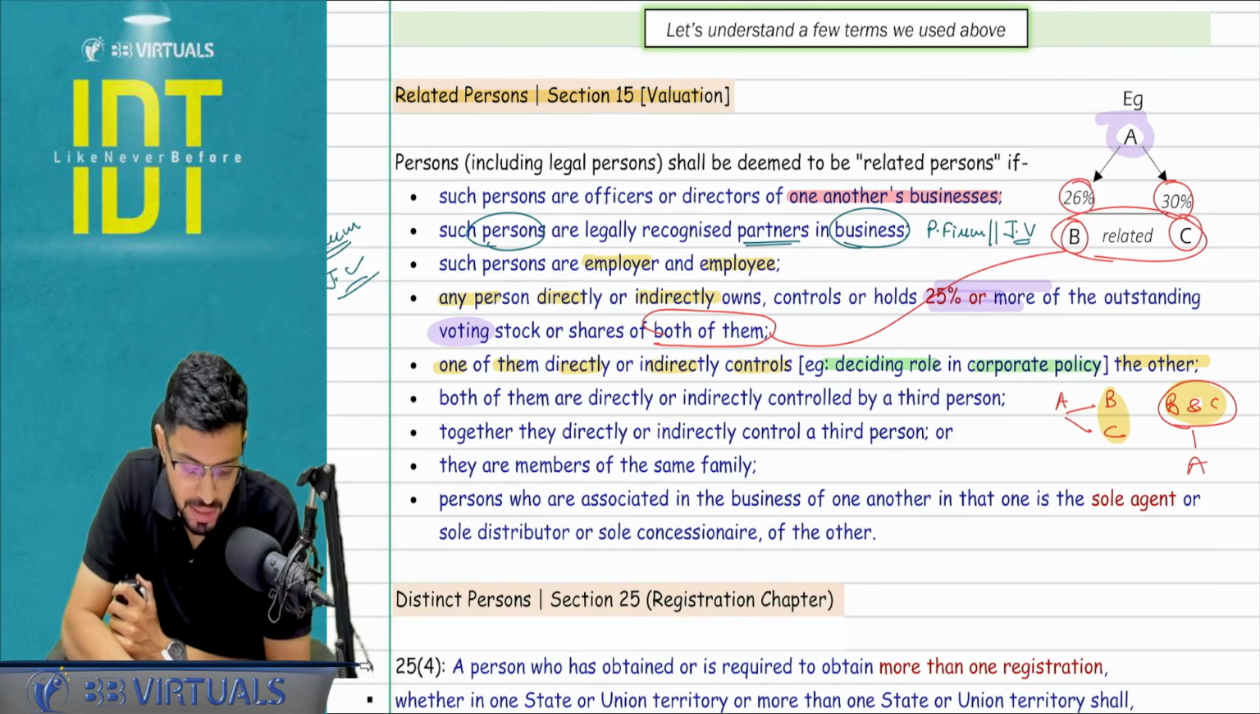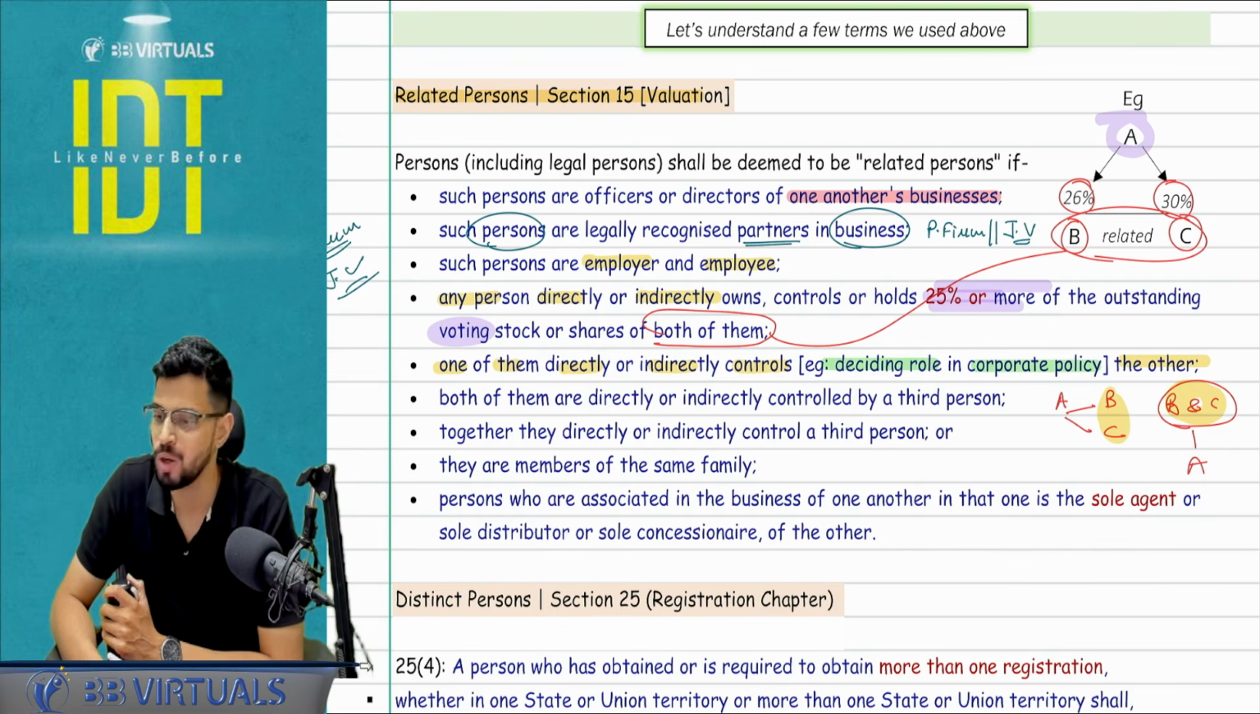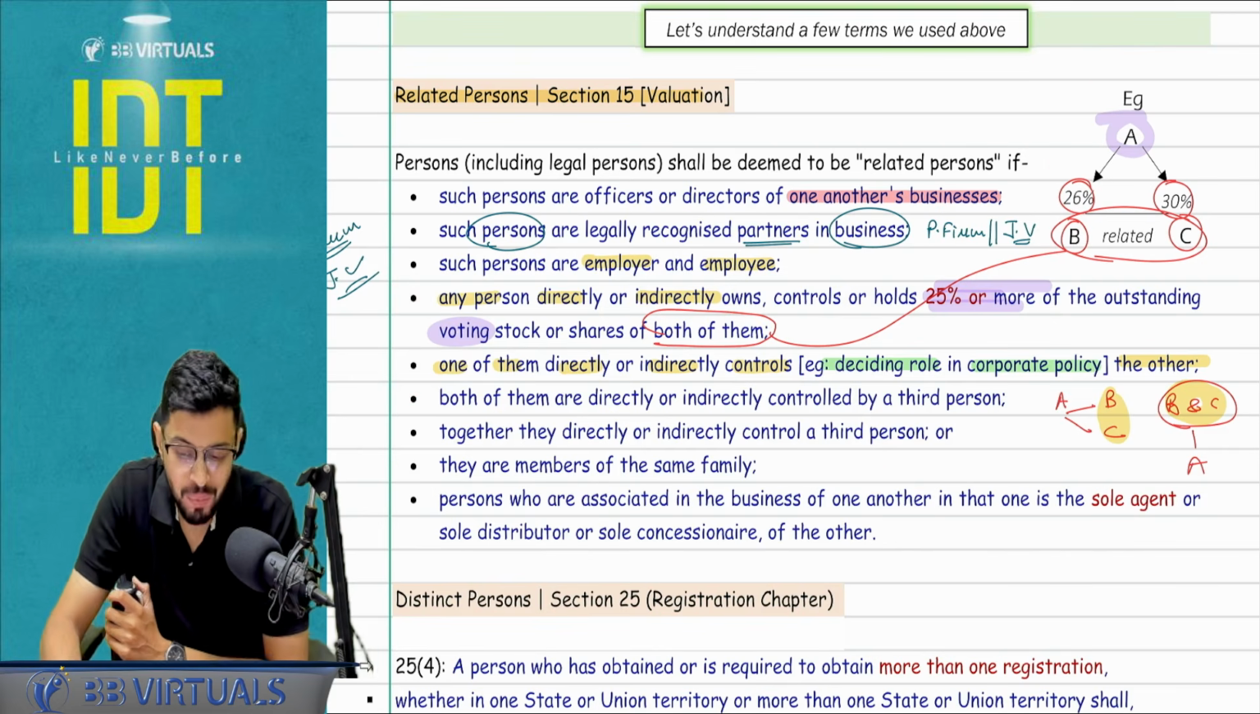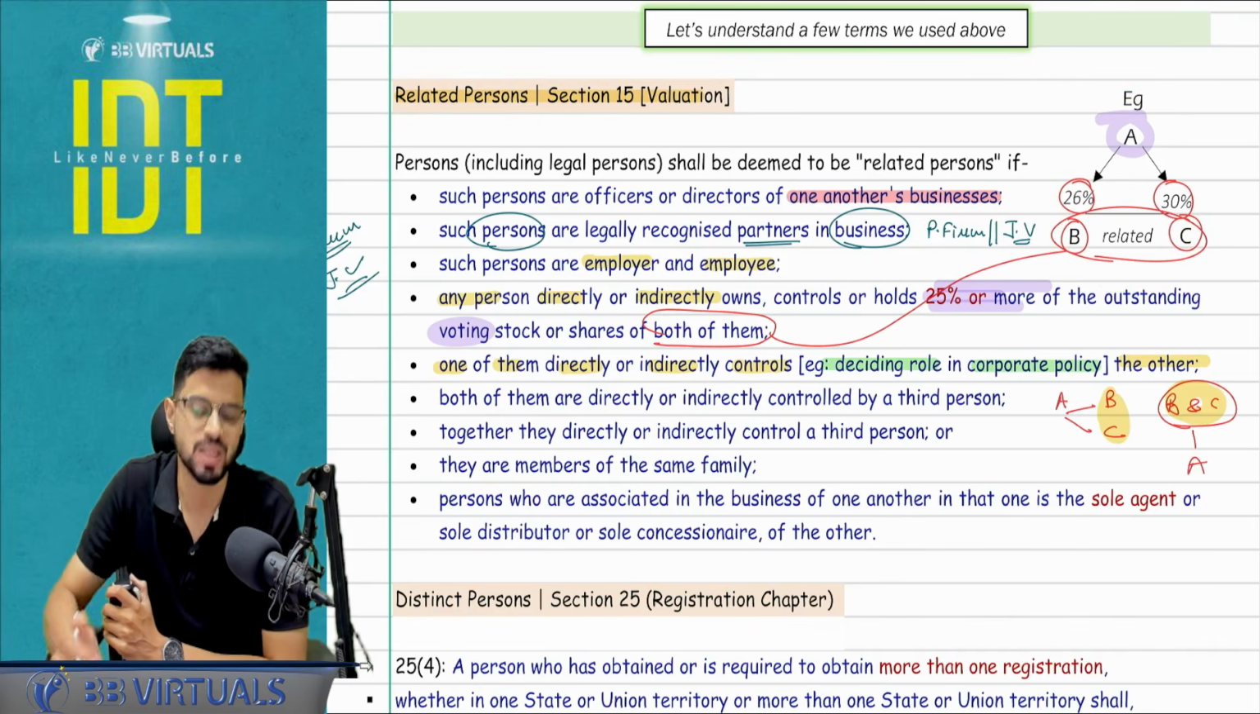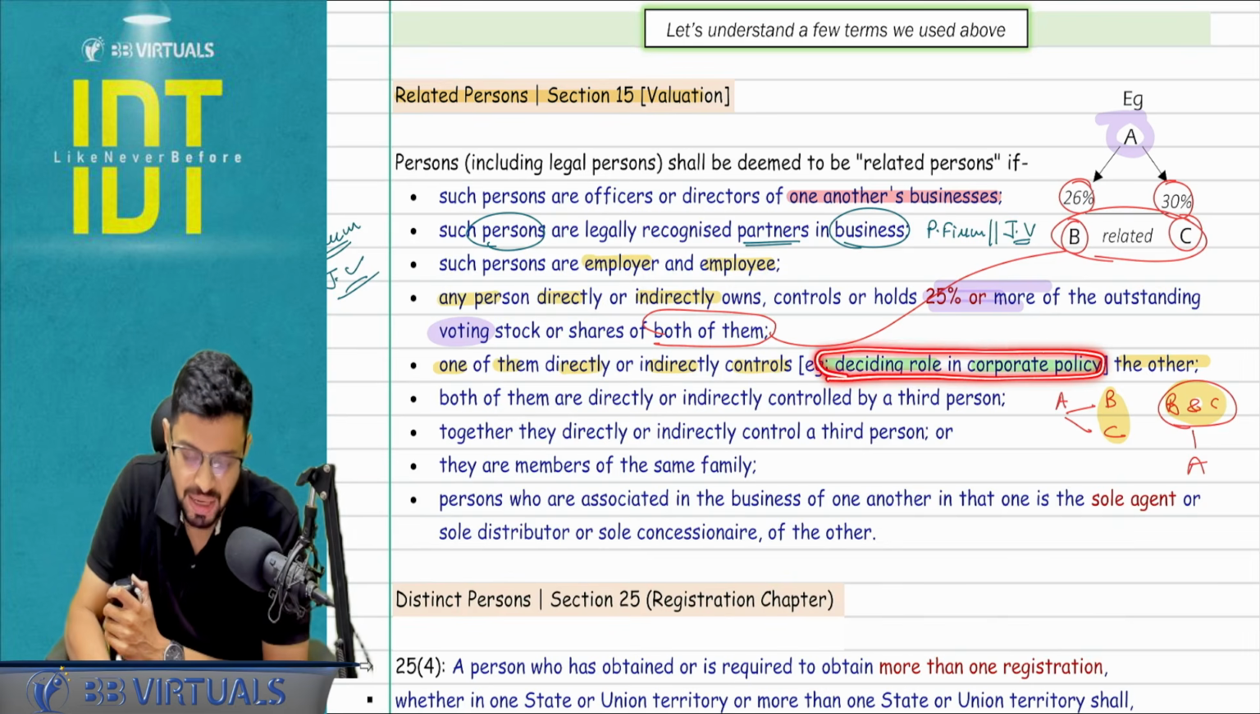You may have the query that, sir, this and the fourth point are exactly the same. No. Voting power is one manner of control. There can be other ways of control as well, just like I have given in this example.